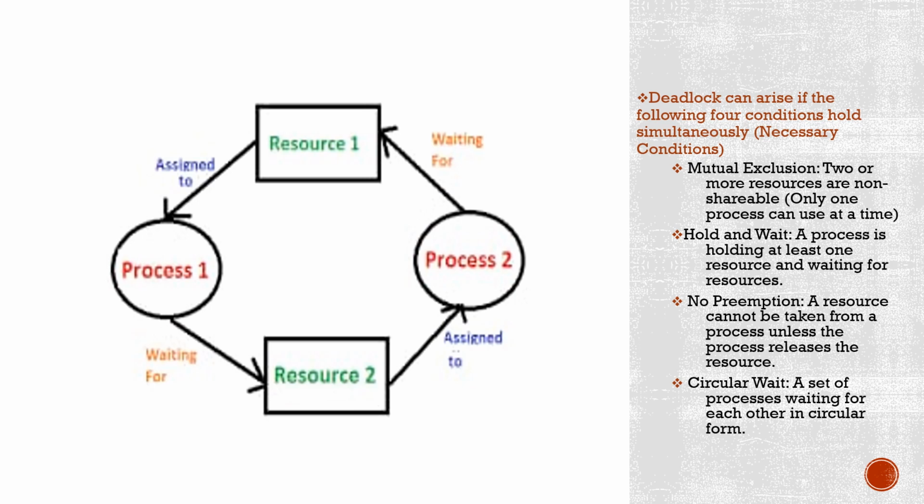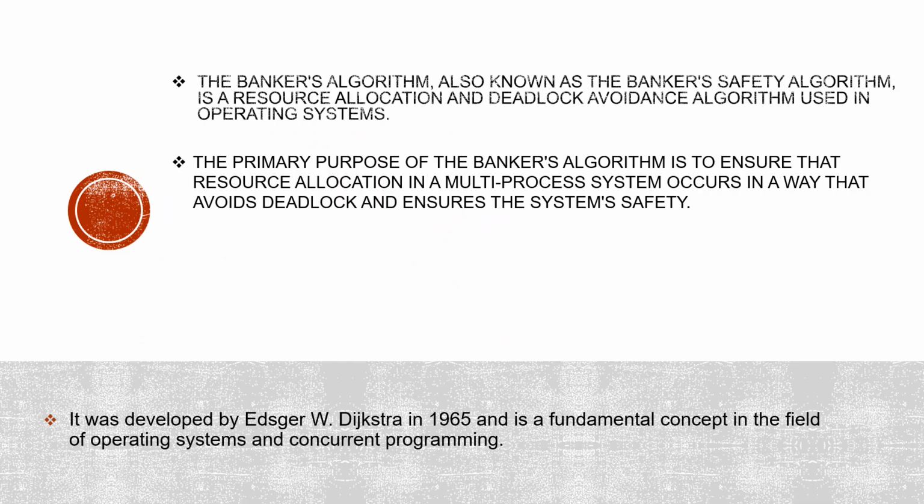Circular wait is a condition in which two or more processes wait for the resources which are acquired by every process. Banker's algorithm is a resource allocation and deadlock avoidance algorithm used in operating systems. The primary purpose of Banker's algorithm is to ensure that resource allocation in a multiprocess system occurs in a way that avoids deadlock and ensures system safety.